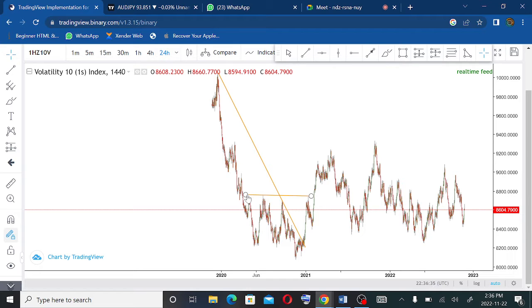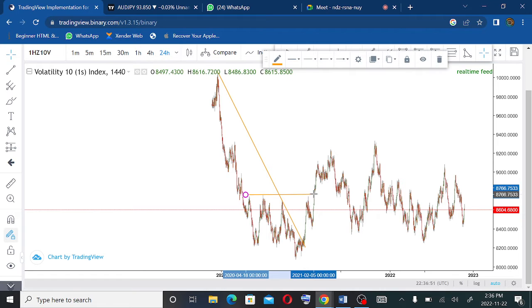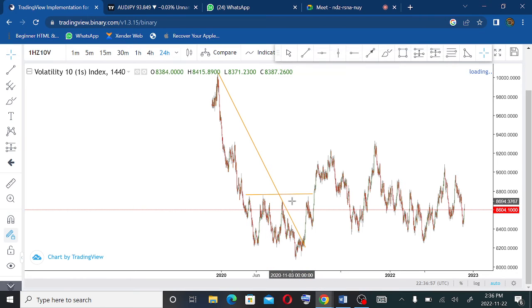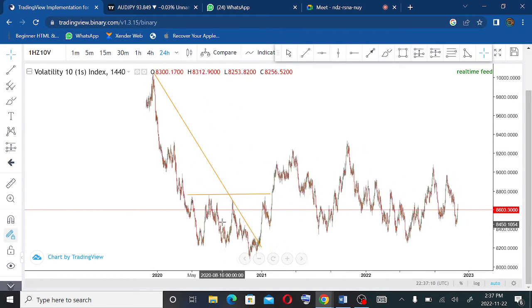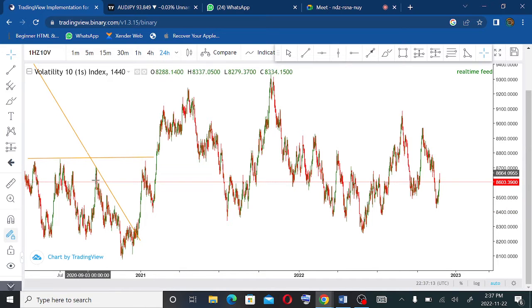So on a long term, we have this Volatility 10 (1s) on a higher time frame. We can see that we already have a shift in market structure here. Based off this shift in market structure, we have a break in trend line, so we should be looking for maybe bullish moves. That's the message you get on this higher time frame.